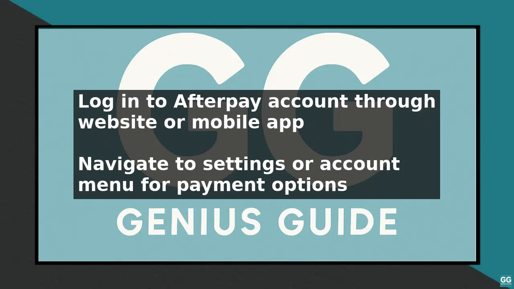To set up Afterpay Autopay, follow these simple steps. First, log into your Afterpay account. This can be done through the website or mobile app. Once you are logged in, navigate to the Settings or Account menu, where you will find the payment options.